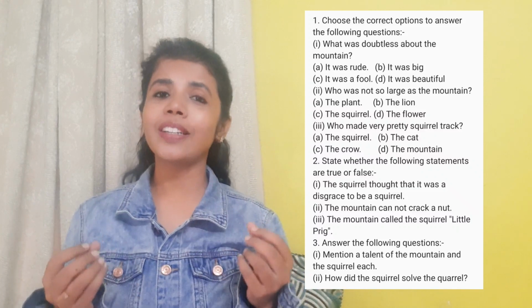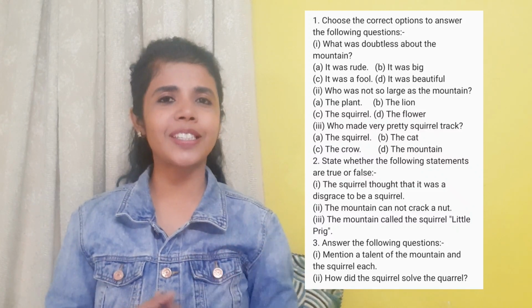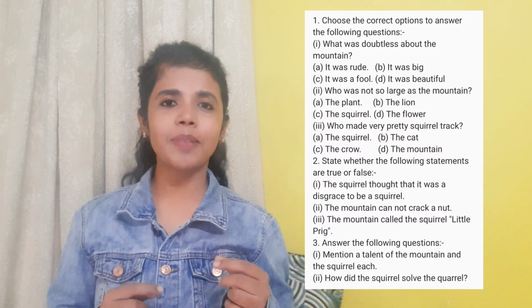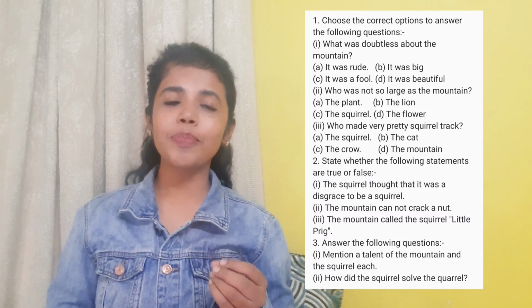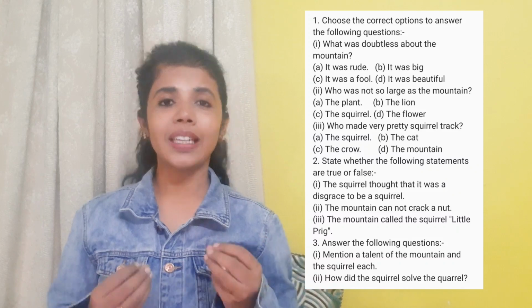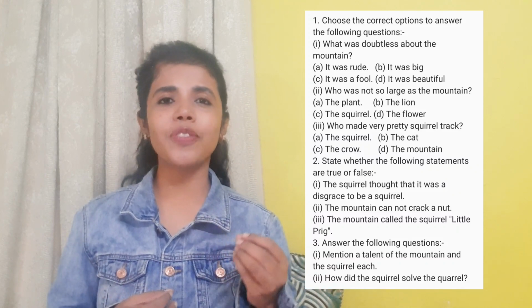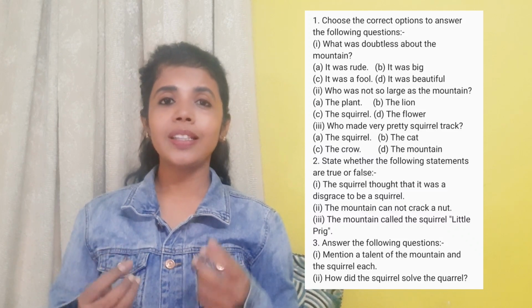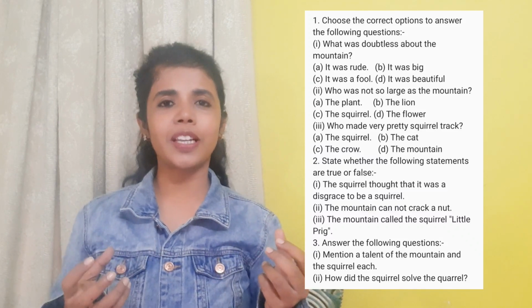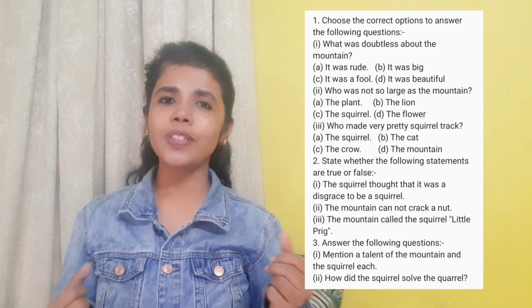Who was not so large as the mountain can be your next question. The options for the answer can be the plant, the lion, the squirrel, the flower. Based on the poem, the answer should be the squirrel. Another question can be who made very pretty squirrel track. The options for the answer can be the squirrel, the cat, the crow, or the mountain. The answer is obviously the mountain.